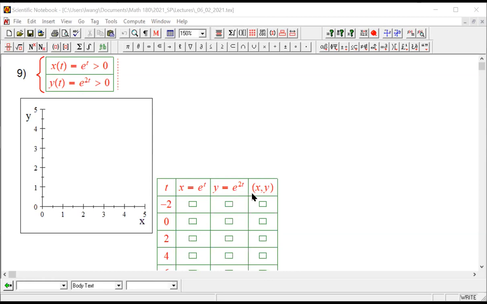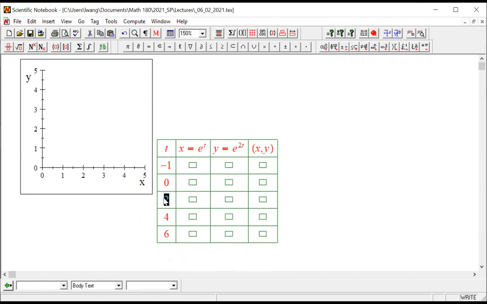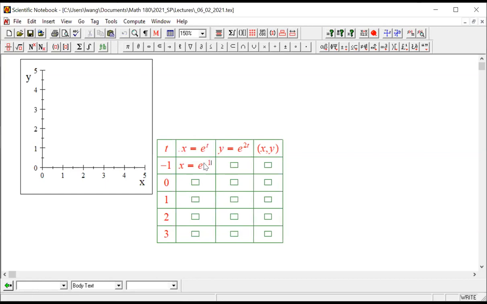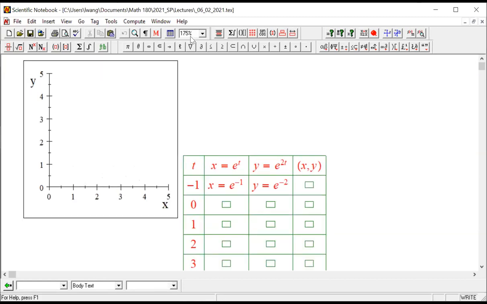Okay. So let's do the points. This time, to be easy, I'm going to start at -1. So t is -1, 0, 1, 2, 3. X will be equal to e to the power of -1, right? And y would be equal to e to the power of what? t equals -1, so this is going to be -2, right?